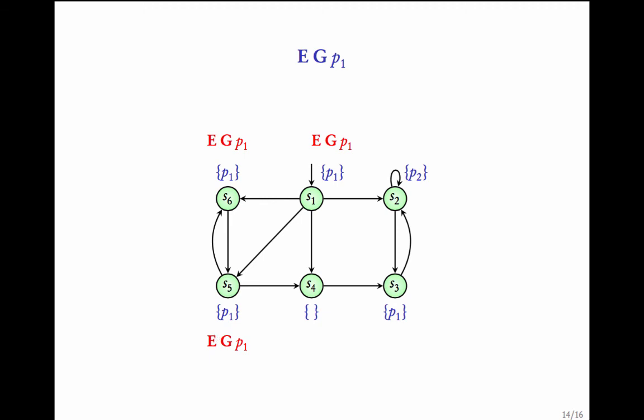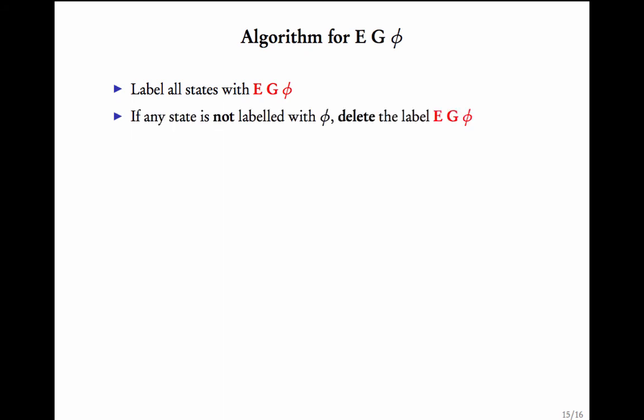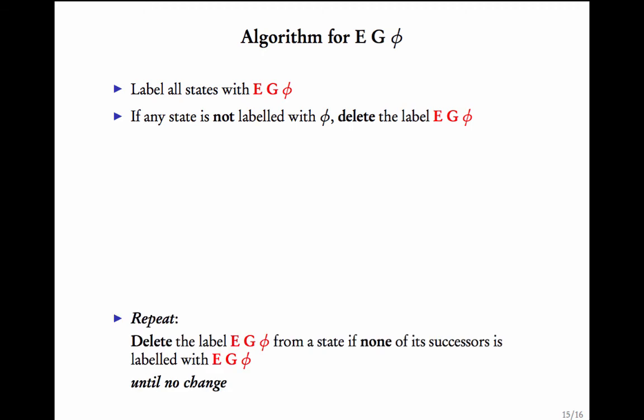Let us now summarize the algorithm for EG5. Step 1. Label all states in the transition system with EG5. Second step. If any state is not labeled with 5, then delete the label EG5. Then there is going to be a repeated step. Delete the label EG5 from a state if none of its successors is labeled with EG5. So let me illustrate it. First, all states are marked with EG5.